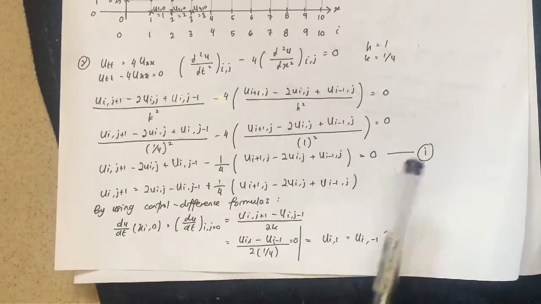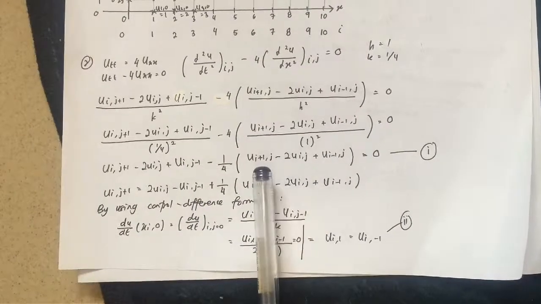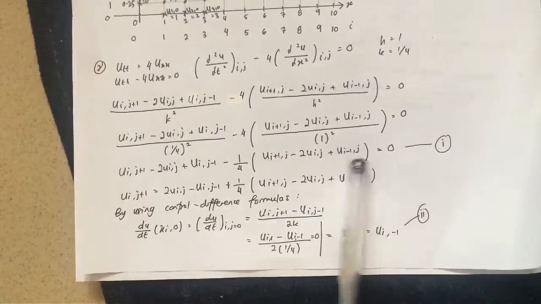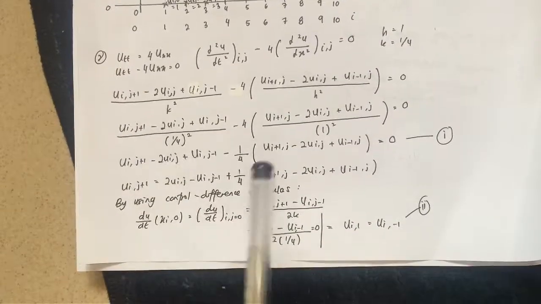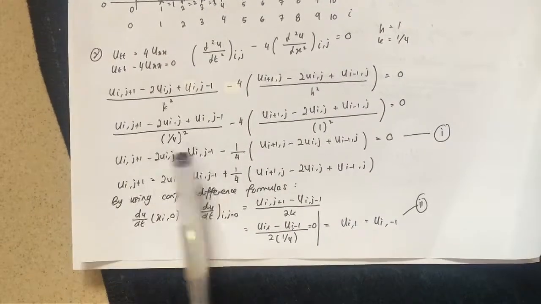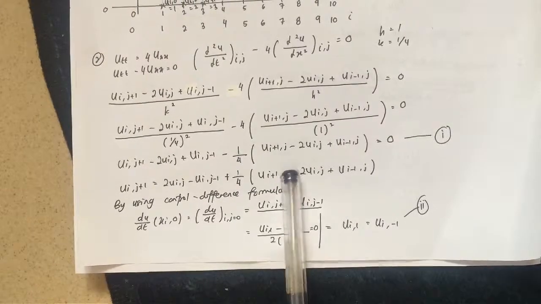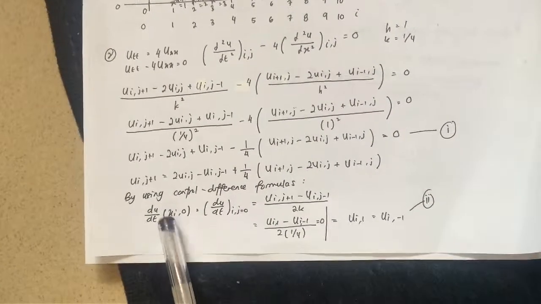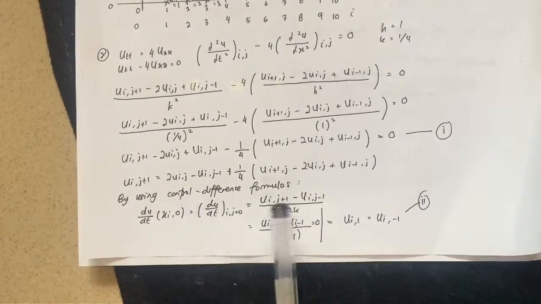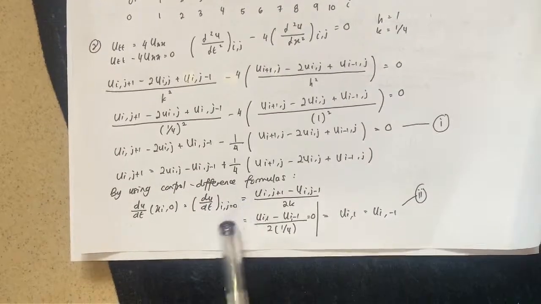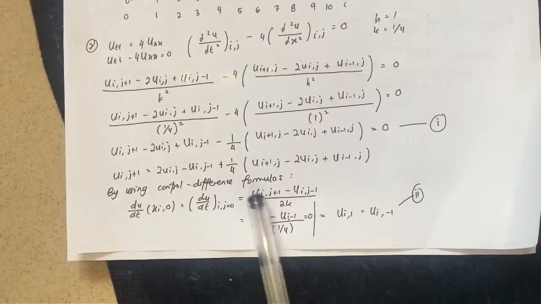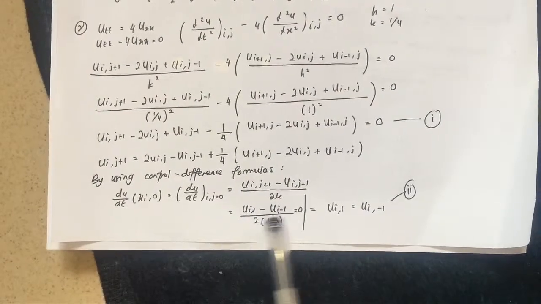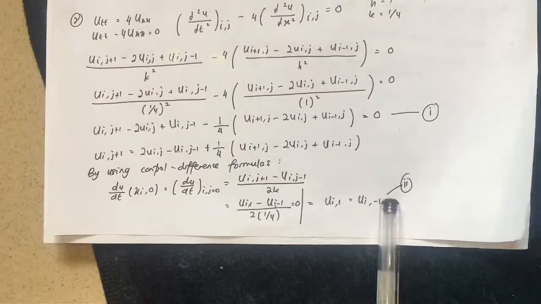So from this equation, we have to substitute the value of k and the value of h, and then it will become like this. After we substitute the values, we need to make u_i,j+1 the subject, and move everything else to the right hand side. So by using the centered difference formula, du over dt at t equal to 0, it equals du over dt at ij equal to 0. It means j will be 0. So we will get u_i,j+1 minus u_i,j-1 over 2k. Then we substitute the value of k, then we get u_i1 equals u_i-1.